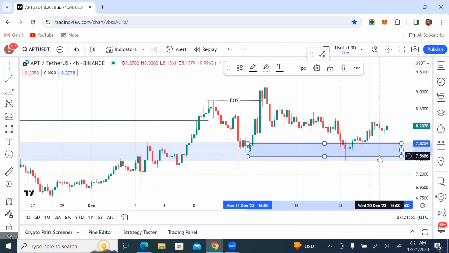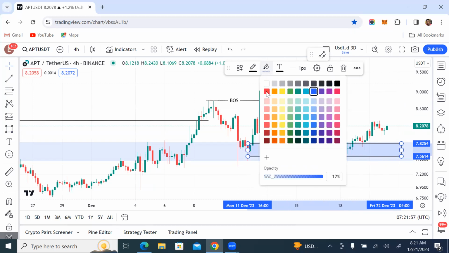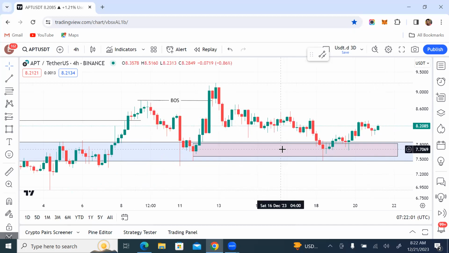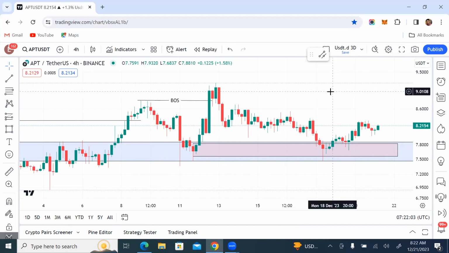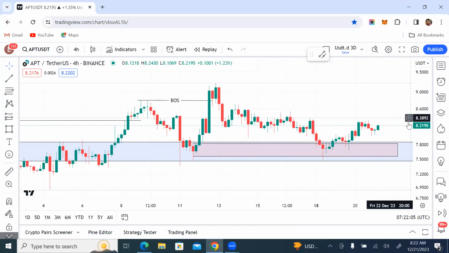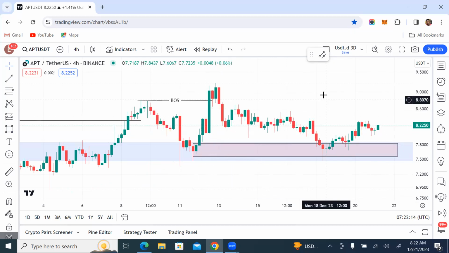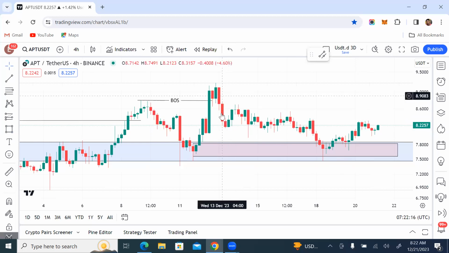I'm going to put this in another color so that you see. Now, why are we saying this is another block? It has a lot of qualities to call it another block. It has so many qualities that can guarantee that this is another block. All right. Now, one of the characteristics is that it breaks structure with high momentum.